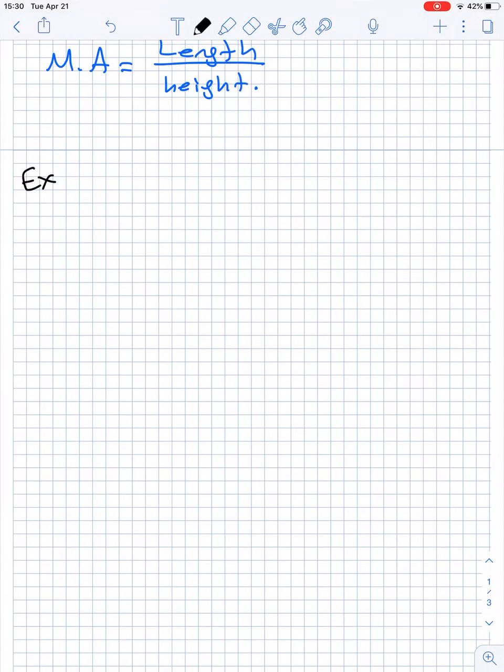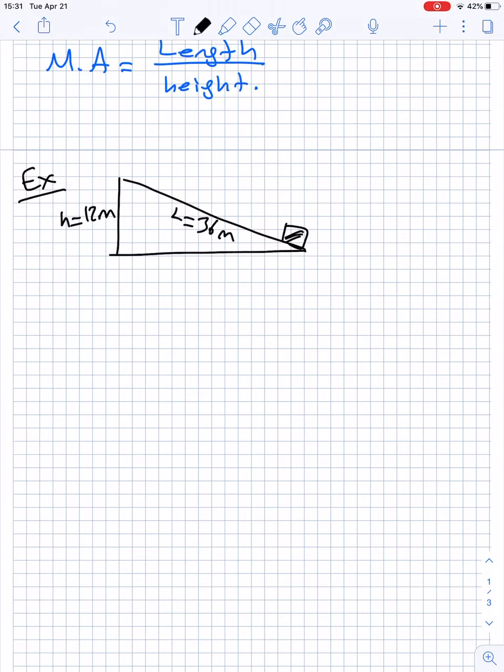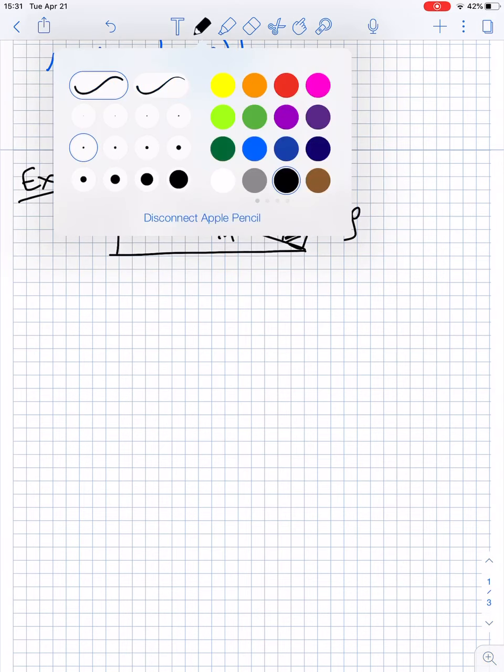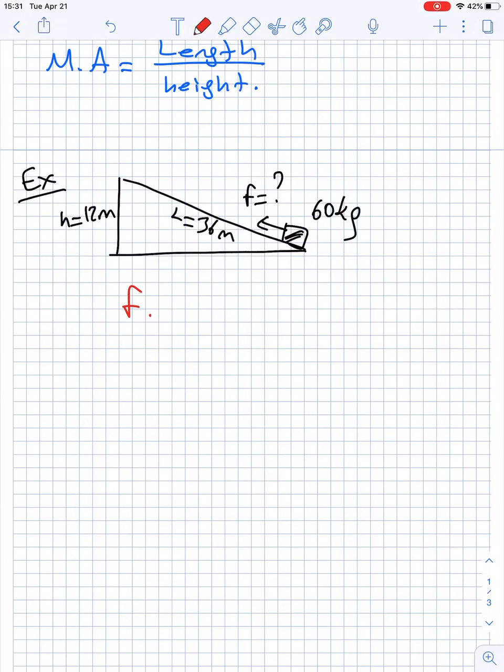Okay, let's solve an exercise about the inclined plane. This is our first question. This one is our inclined plane. Height is 12 meters, length is 36 meters. Here we have an object of 60 kilograms, and I will apply force F and calculate the force F. And our formula: F multiplying L is equal to mg multiplying height.